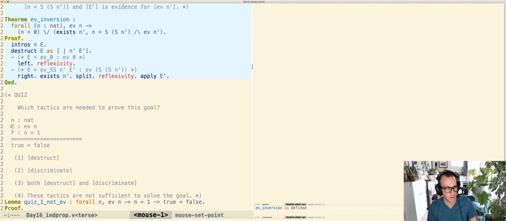Turn it around in your hands. So you have evidence that some natural number n is even, but you also know that n is equal to 1. And you need to prove something you're not going to get. True is equal to false. Okay, so you're in a bad news bears kind of situation. What do you need to do to prove this goal?